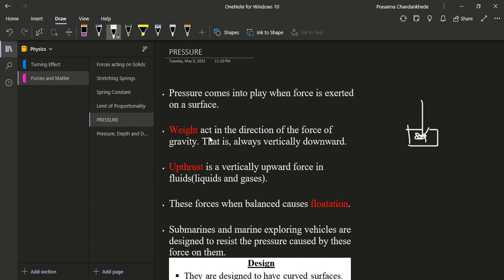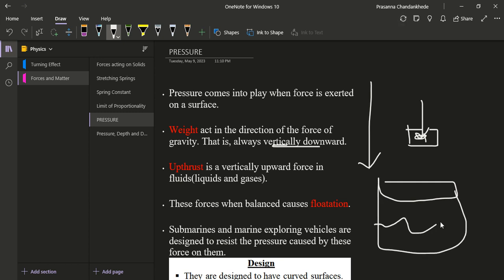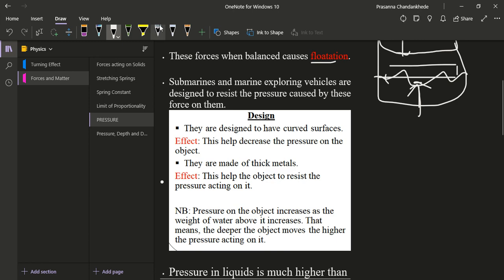So weight acts in the direction of the force of gravity, that means vertically downwards. Upthrust is the vertically upward force in fluids, liquids and gases. So let's say I have a fluid here, or let's say there's a swimming tank and you're swimming in it. The force that will send you up is called upthrust. These forces, when balanced, cause flotation. When gravity is balanced with upthrust, that is what allows you to float on the water.